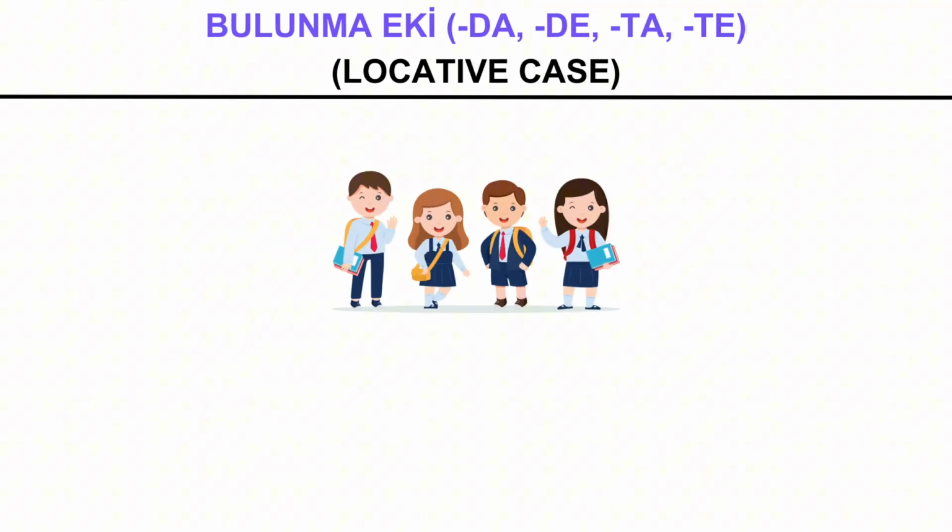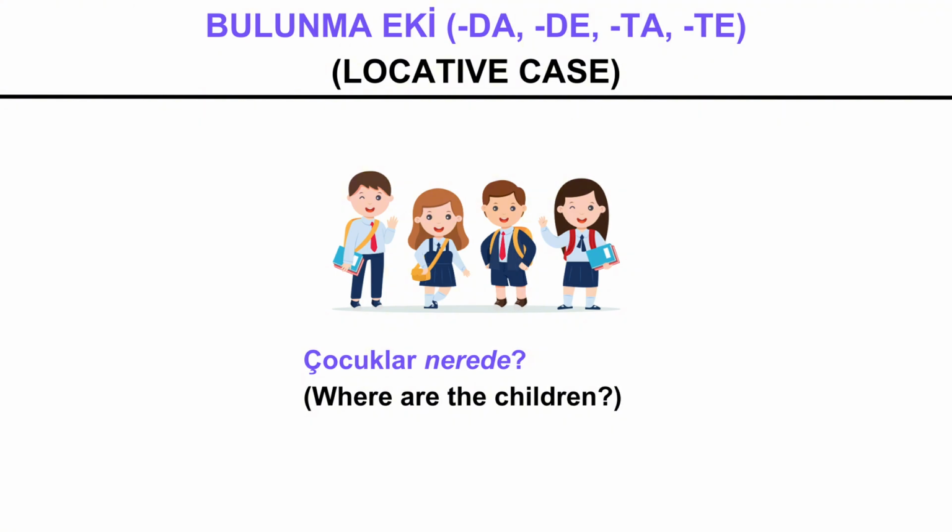We see a bunch of children at school. The question is, where are the children? Çocuklar nerede? Çocuklar is children and nerede is where. Even though I said nerede, we tend to say "nerde" instead. So imagine that middle e doesn't exist when we speak. When we write, it is always nerede. It would be wrong to write "nerde", but when we say it, it is okay.